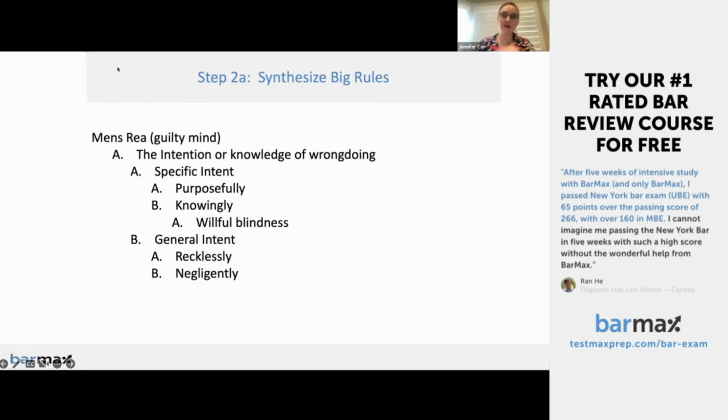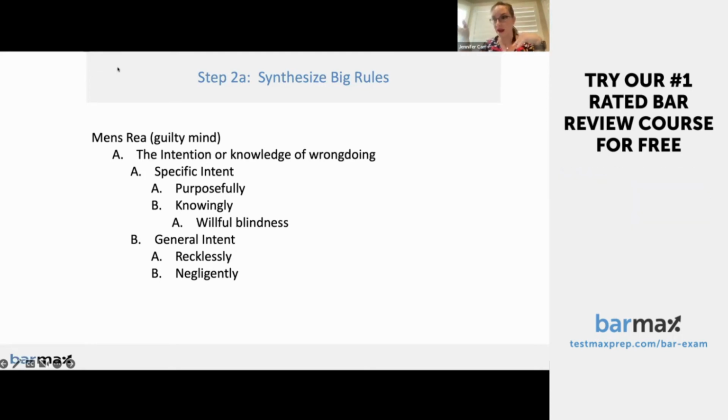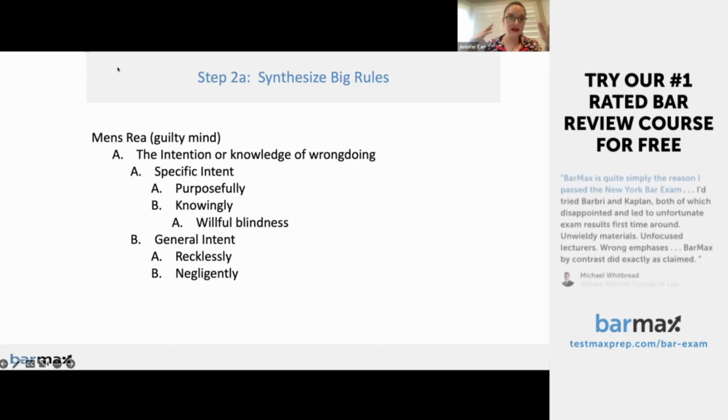So if I think about, what did I learn about mental states? I learned that it's also called the mens rea, which is the guilty mind. I learned that there's specific intent and general intent. I learned purposefully, knowingly, willful blindness. I learned that that's what those are.